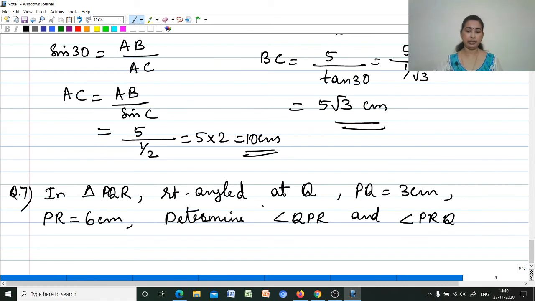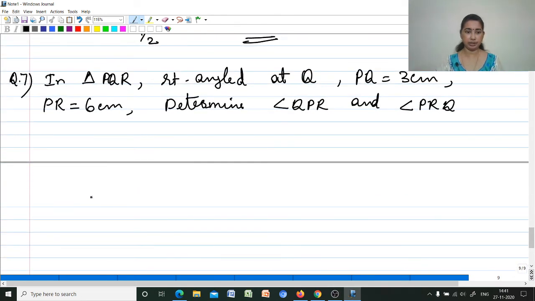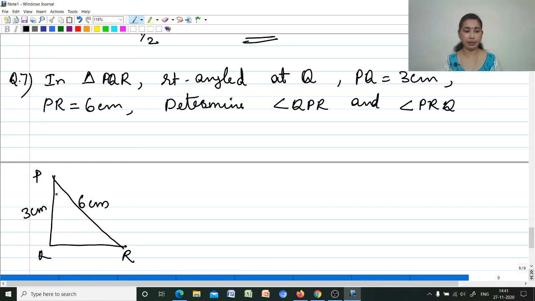So, here it is right angled at Q. First, we have to draw the figure. A right angle triangle PQR right angled at Q. So, P, Q and R. PQ is given as 3 centimeter, PR is given as 6 centimeter. We have to find angle QPR, this angle, and angle PRQ, this angle.